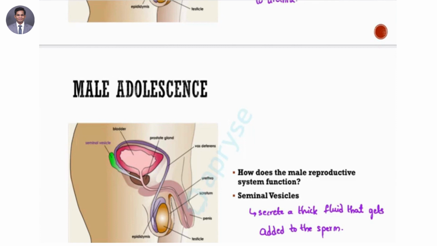Basically these are all providing nutrients and support to the sperm cells. This will enhance the ability to move, the motility. It will enhance their survival, and so on and so forth. So it's very, very important.